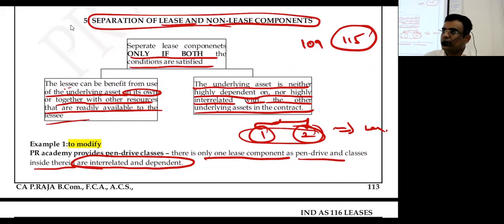Table, chair, cleaning are readily available; we can call people from outside. Condition 1 is satisfied. Separate lease component only if both conditions are satisfied. First condition is satisfied. Second: the underlying asset is neither highly dependent nor highly interrelated. Is the asset and the cleaning service highly dependent or highly interrelated? Condition 1 satisfied, condition 2 is not satisfied. If condition 2 is not satisfied, then the separation rule is not applicable.